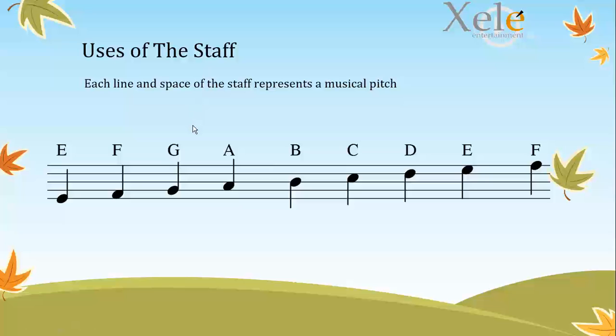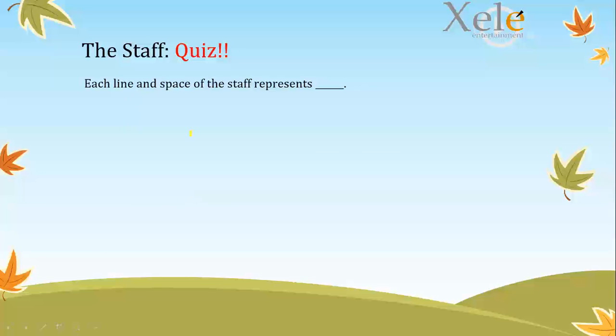Okay, one more thing you need to know about the staff is this: every line and space of the staff represents a musical pitch. Here you can see this line represents the pitch E. You can see this space represents the pitch F. If I jump here, this line represents the pitch B, and so on and so forth. What's the point here? Every line and every space represents a musical pitch. Okay, quick quiz. Every line and space of the staff represents what? The musical pitch. It's that simple.